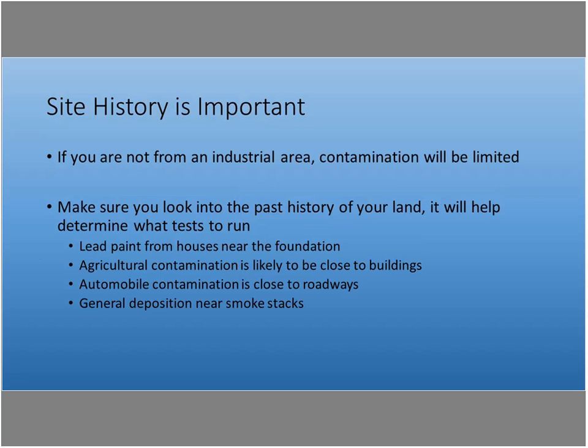Make sure you look in the past history of your land, so it's going to help determine what tests you can run. Lead paint is going to be near house foundations. It shouldn't be as bad the further away you get. Agricultural contamination is also likely to be close to old buildings where they might have filled tanks or spilled something. Automobile contamination close to roadways, and some general deposition of maybe metals that burned out near smokestacks.